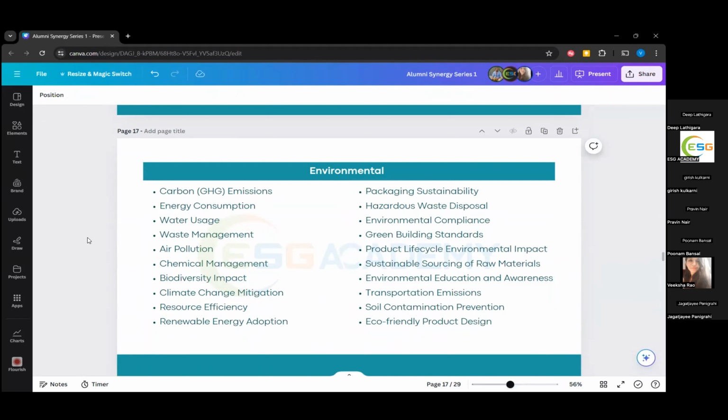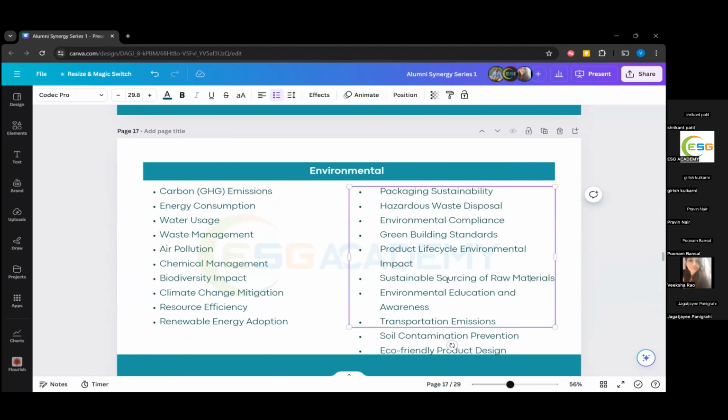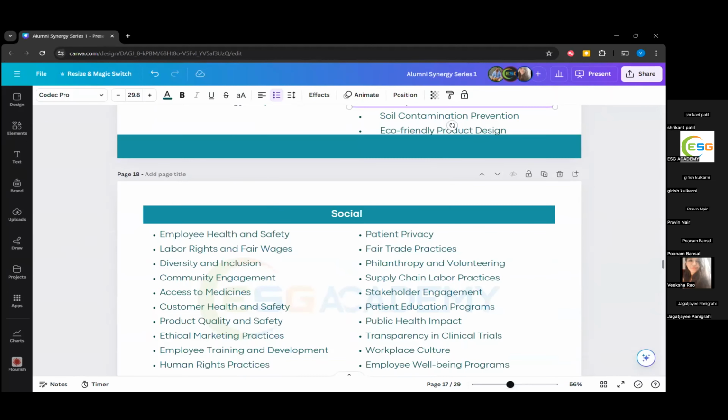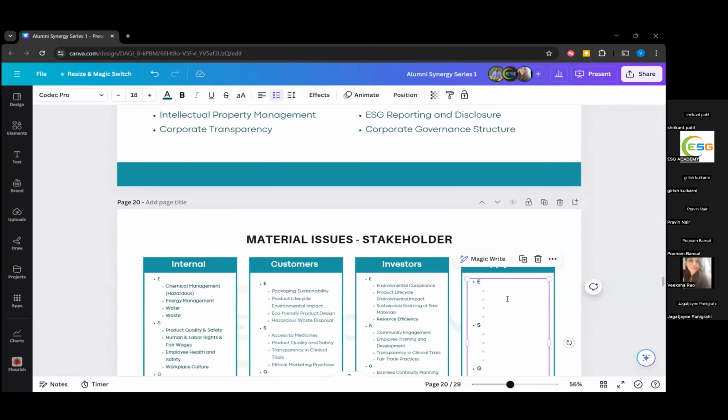Hazardous waste disposal, to a company called ABC, which is into pharma. Sustainable sourcing of raw materials. Transportation emissions. Sir, one minute. Sustainable sourcing of raw materials, with what perspective, sir?